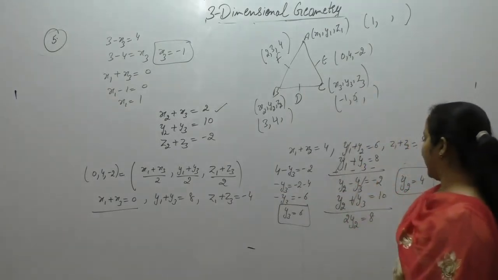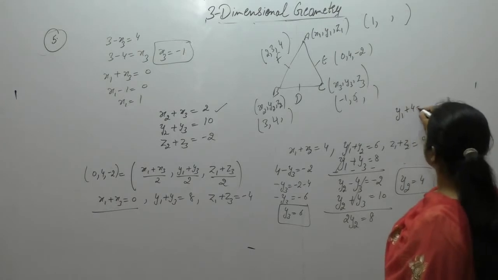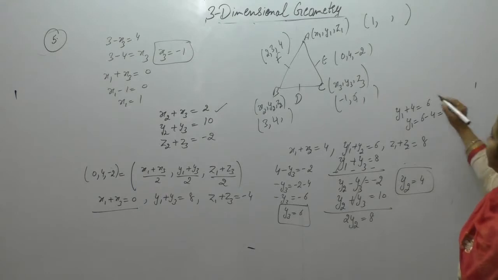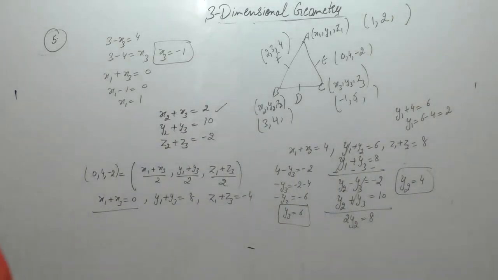Now we want to find value of y1. y1 plus y2 is equal to 6. So y1 is 6 minus 4, that is 2. y1 is 2. Now what we want to find? The value of z1, z2 and z3.